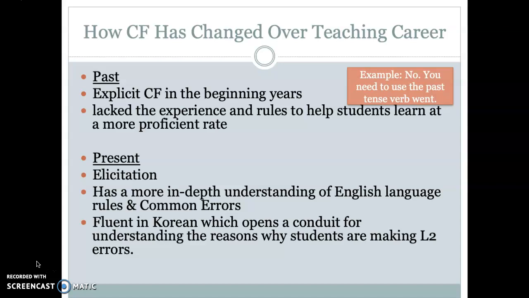Now, in the present, he uses more elicitation. He has a more in-depth understanding of English language rules and common errors. And also being fluent in Korean opens a conduit for understanding the reasons why students are making second language errors. So an example: "Remember, not go, but..." So another example of pausing and prompting the students to try to self-correct.